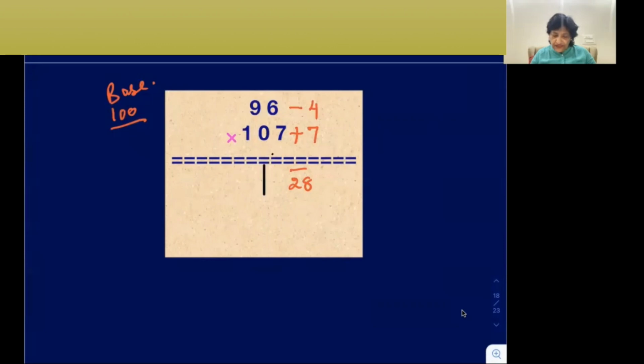Now for getting the left hand side, either I add 7 to 96 or I minus 4 from 107. It will give the same answer and it will be 103. But this is yet not our answer. Why? Because we have to make this a positive number, and for doing that, we will borrow 1 from here. When we borrow 1 from here, we will be left with 102 this side and 28 when subtracted from 100, it will be 72. So this is going to be our answer.